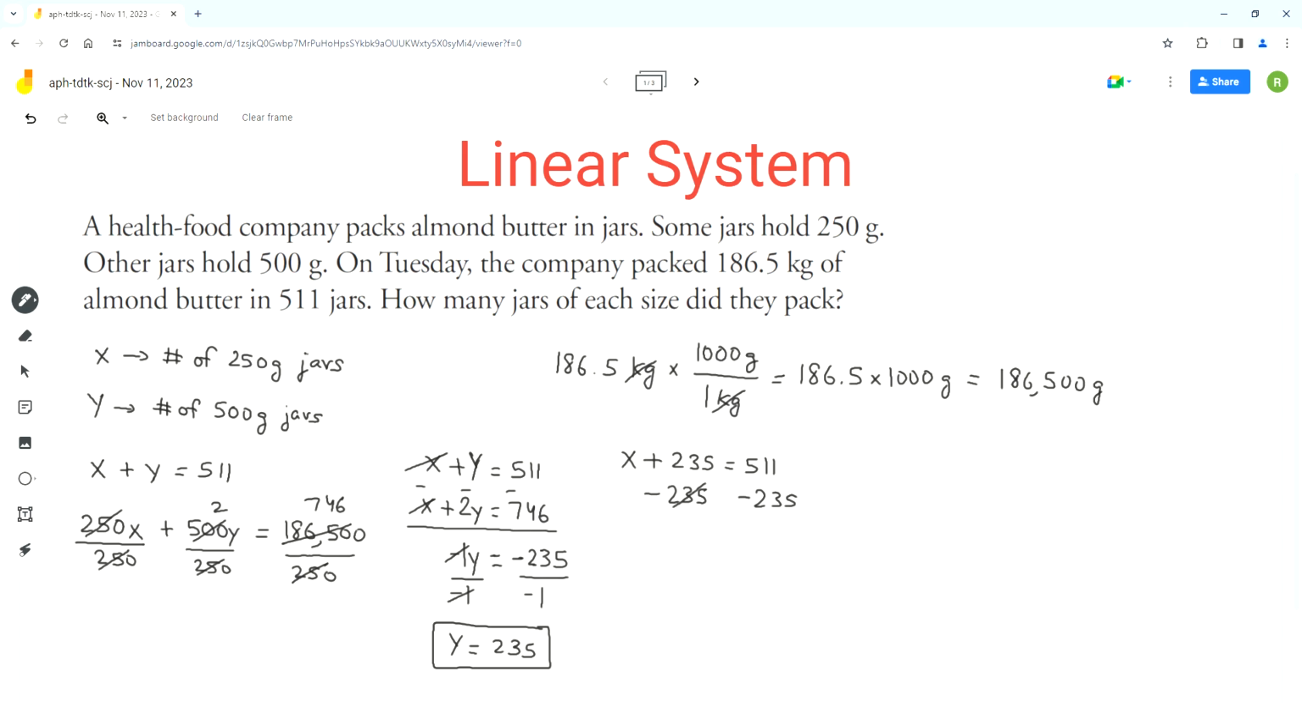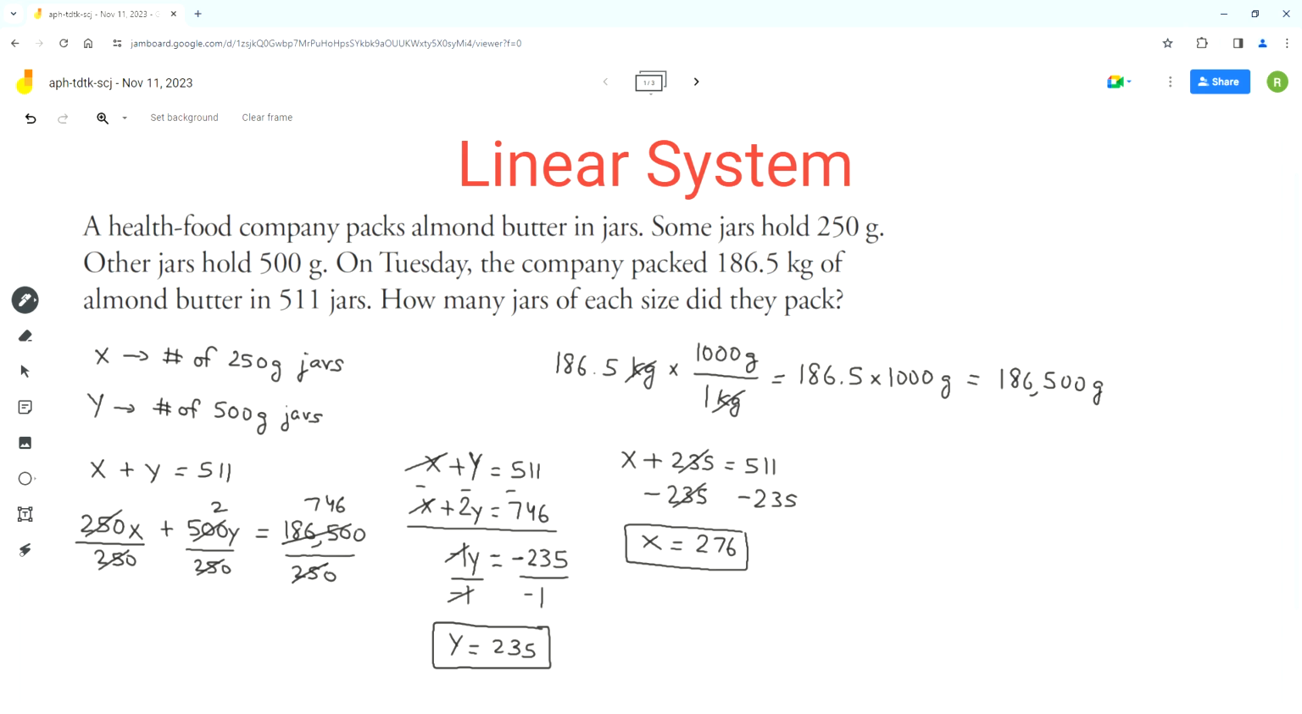So the 235s on the left side cancel each other out, and we get x equals 511 minus 235, which is equal to 276. So the company used 276 250-gram jars.